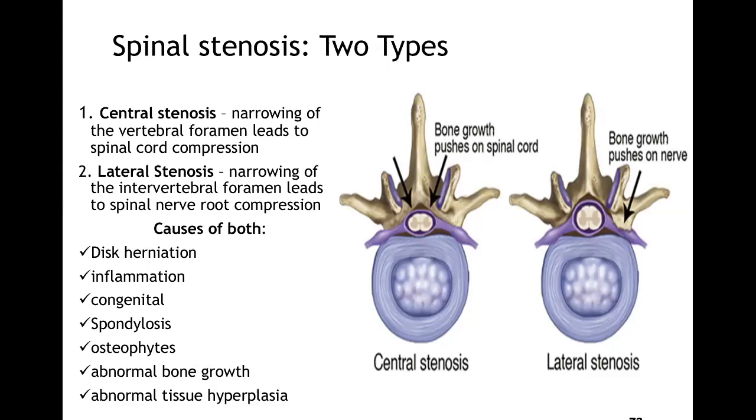So if there is tissue growth that is compressing in these areas, it's going to cause these areas to get smaller, meaning that the spinal cord is going to start to get compressed, and then the nerves are going to start to get compressed if it's happening in the lateral portion of it.